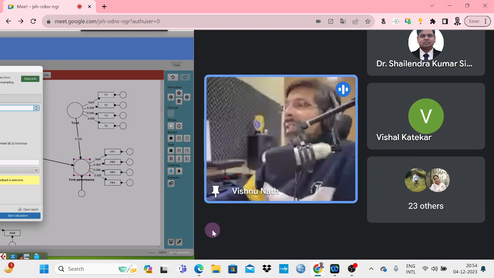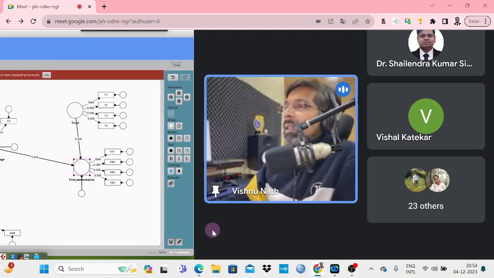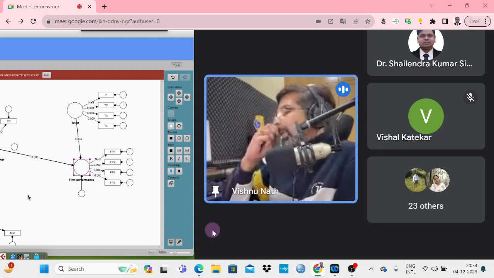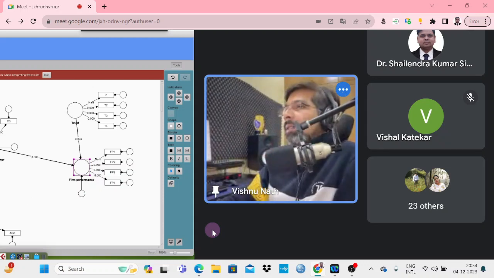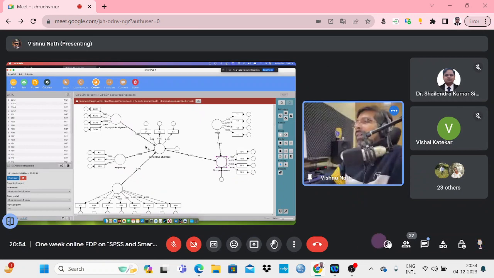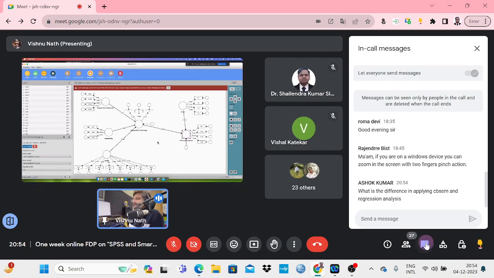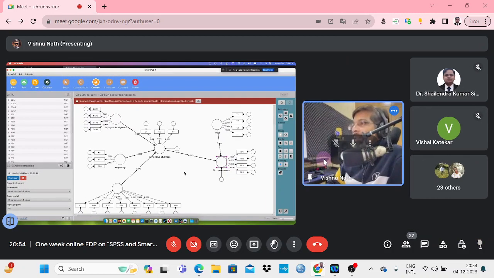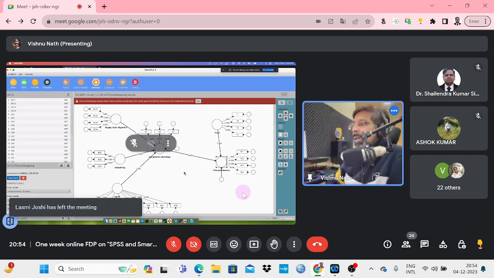Now, as I said earlier, we have this indirect path here. When we saw the regression example, what we saw is that whenever there is an independent and dependent variable, we have a coefficient, and for that coefficient, we also have a standard error. When we divide the coefficient by the standard error, we get the t value, and from that t value, we judge whether the coefficient is significant or not.